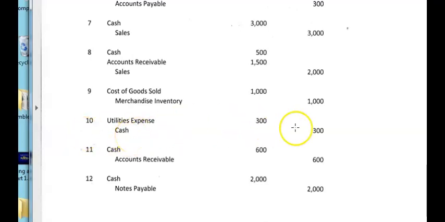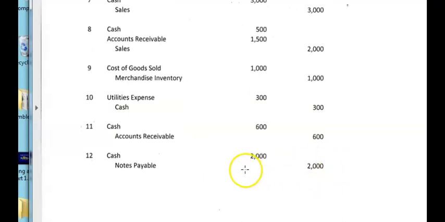Okay. Number 10, they paid their utility bill. Cash, asset, goes down. Credit, expenses, debit, goes up. The customer paid $600 on his bill. Okay. The asset accounts receivable went down because he paid us. So cash, an asset, goes up, debit, accounts receivable, asset, goes down, credit.